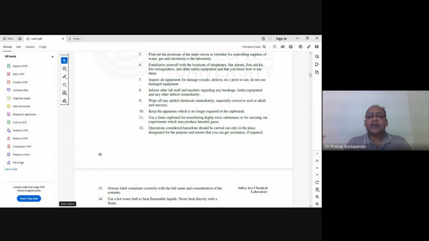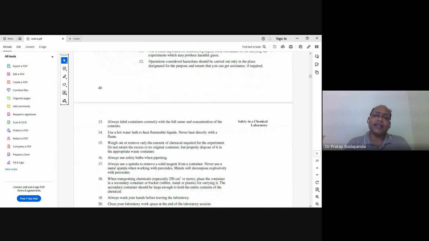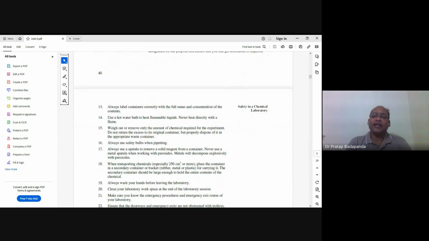Operations considered hazardous should be carried out only in the place designated for the purpose, to ensure that you can get assistance if required. So if you think the experiment is hazardous, meaning any dangerous condition is there, or if the SOP mentions hazardous things, you have to be careful. You have to do that experiment in proper conditions.